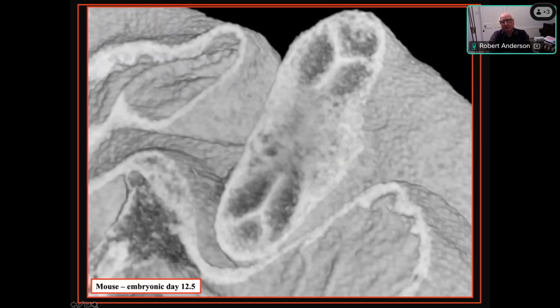This is a mouse heart again. I've cut through the outflow tract in its middle part, and I'm showing it to you as seen from above and from the right side.